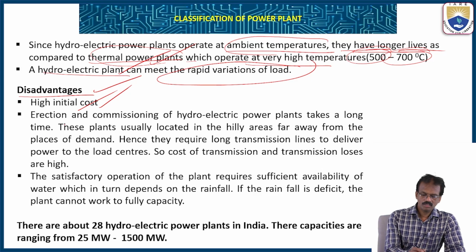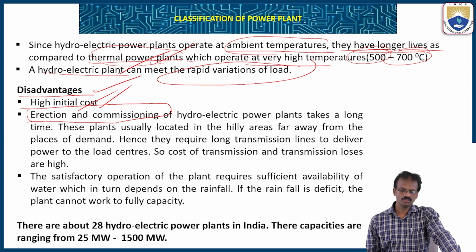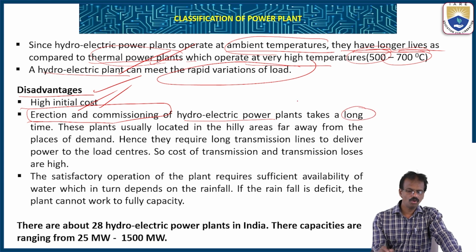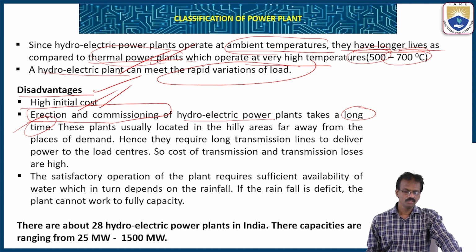Next, erection and commissioning. It means installation and the running of the process of a hydroelectric power plant takes a long time. So that is another disadvantage. Installation takes a long time, and performing the functioning also takes a long time.